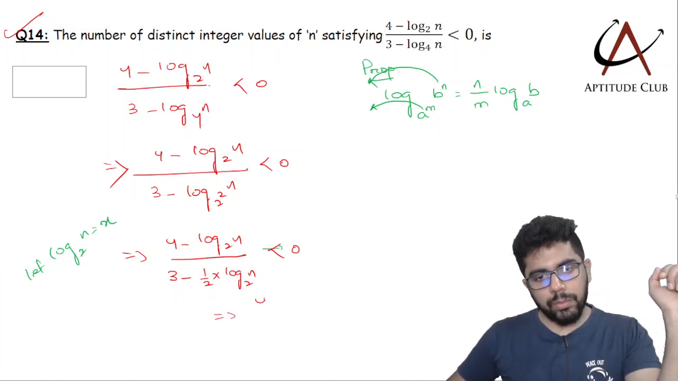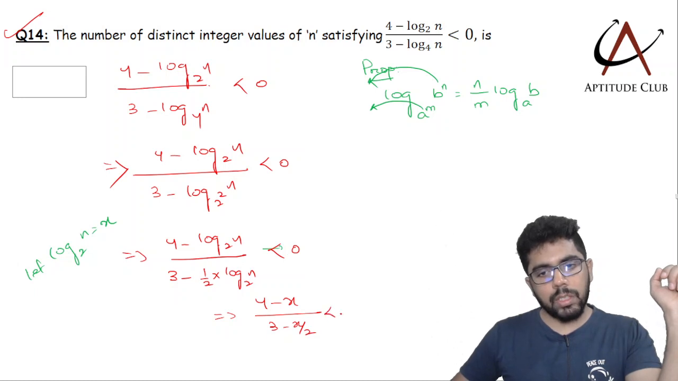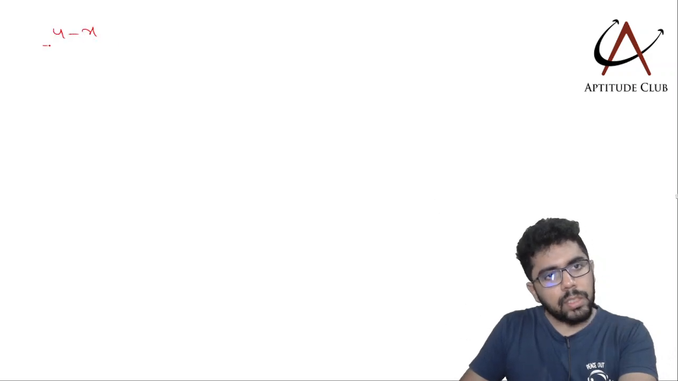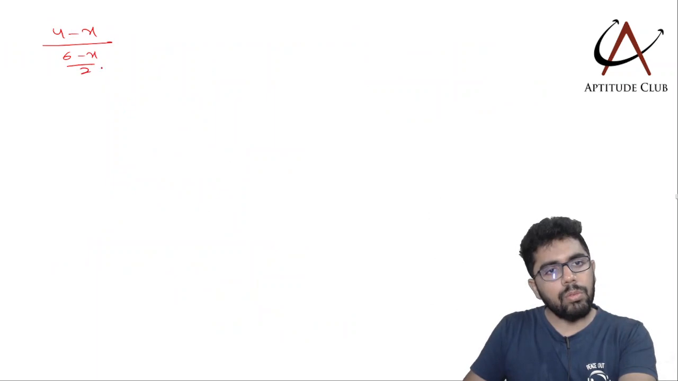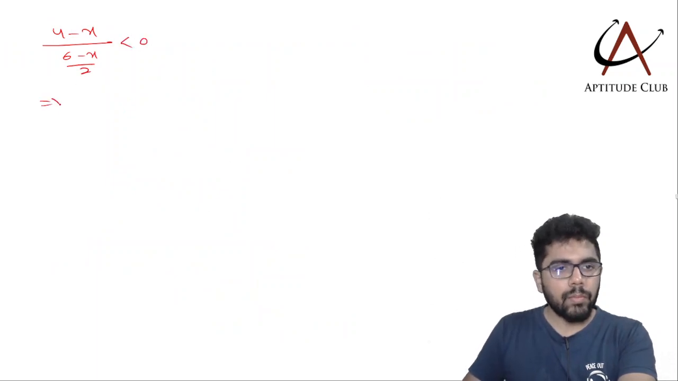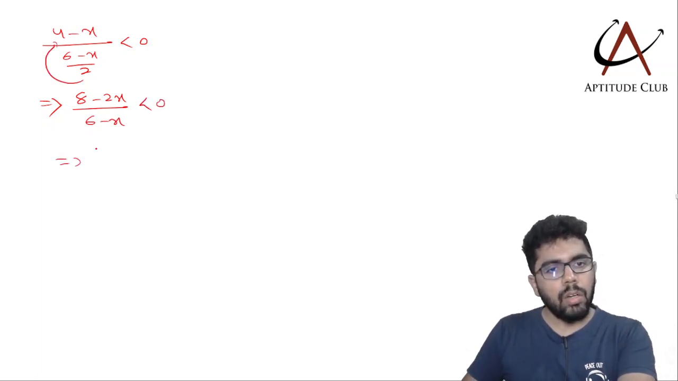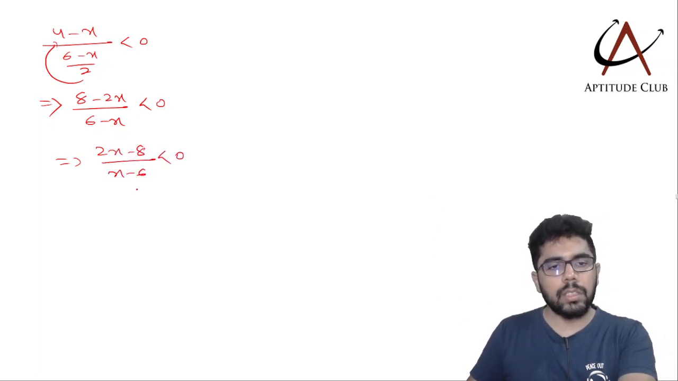So you get 4 minus x, 3 minus x by 2 is less than 0. बस इसे अभी solve करना है. I can write it as 4 minus x, so this is 6 minus x by 2 is less than 0. Or I can have 8 minus 2x by 6 minus x is less than 0. This 2 gets multiplied in the numerator. Or you'll have 2x minus 8 by x minus 6 less than 0.